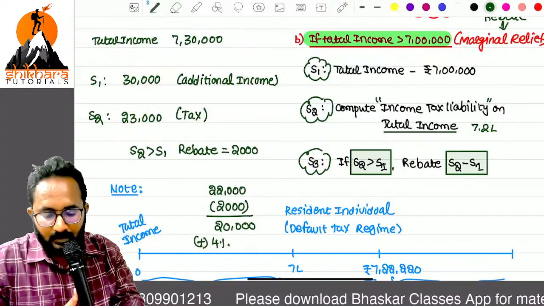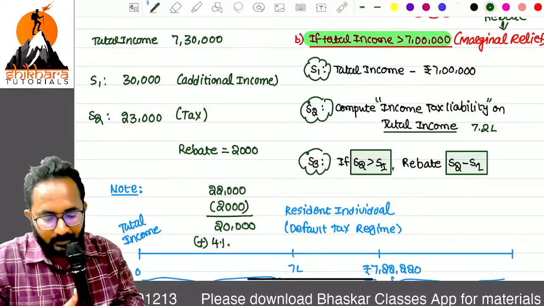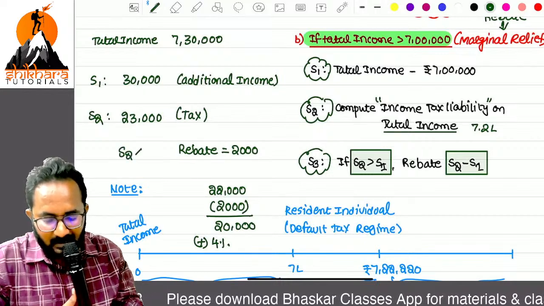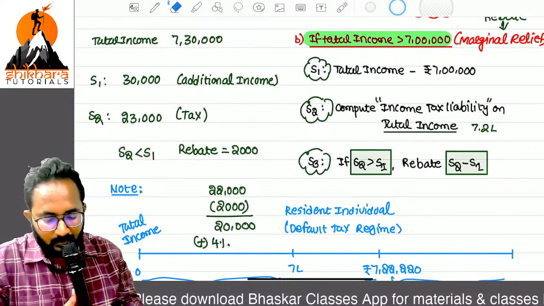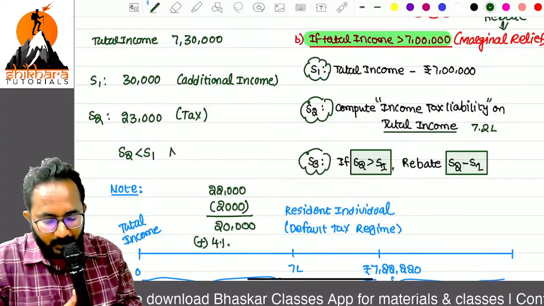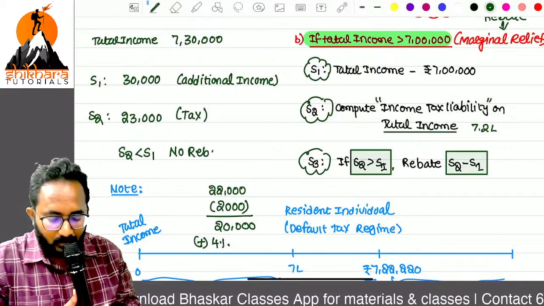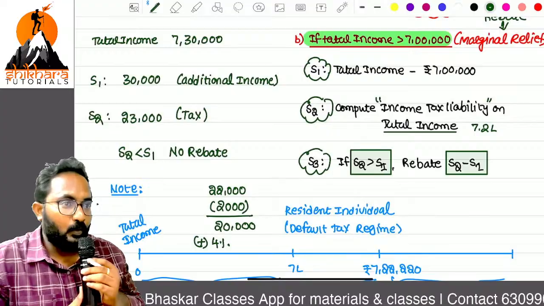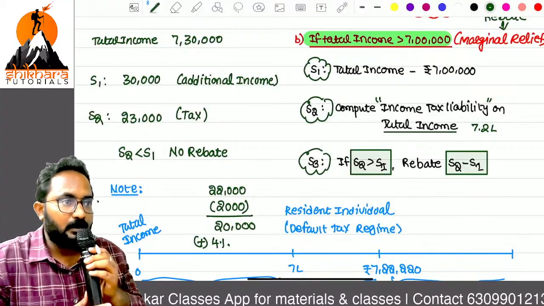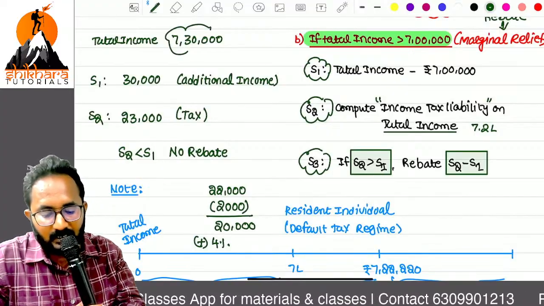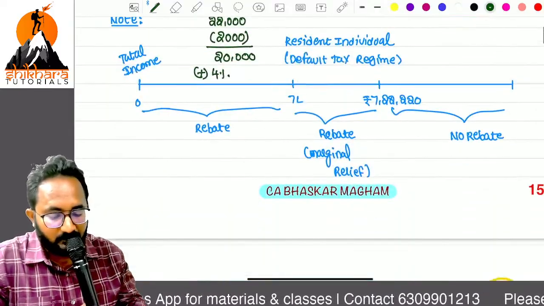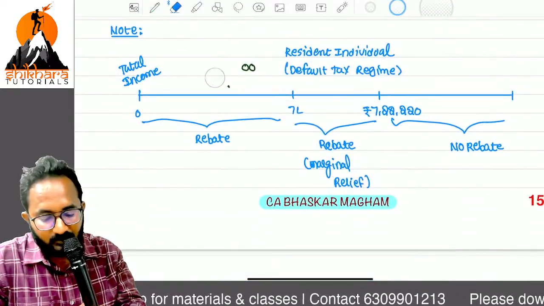So that's why here the equation, if you remember, is that step 2 is less than step 1. Yes, there is no rebate. Sir, how can I know by using this total income whether I am eligible for rebate or not? That's why I am giving the solution here.